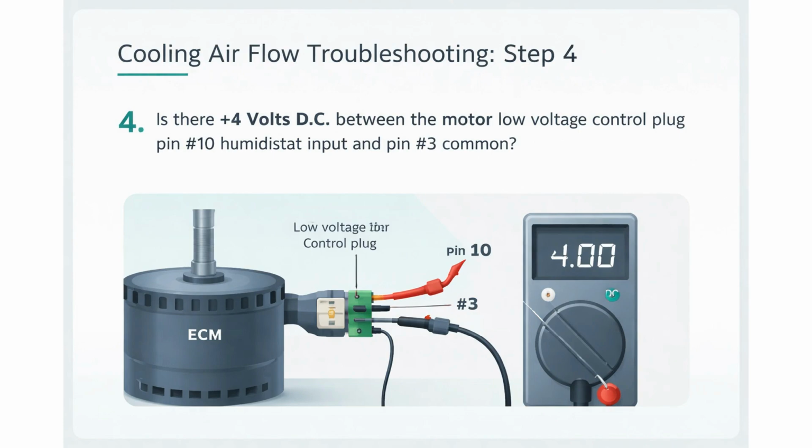Moving to step 4, we shift our focus from the control board terminals to the 16-pin low-voltage control plug right at the motor. You need to check for positive 4 volts DC between pin 10, which is the humidistat input, and pin 3, which is common. If you have this voltage but airflow is still high when the humidistat opens, or the ramped cycle fails, you'll move to step 5. If you don't have the 4 volts at the motor plug, you must check for it back at the control board. Finding it at the board but not the motor means your 16-wire harness is faulty. If it's missing at the board entirely, the board itself needs replacing.